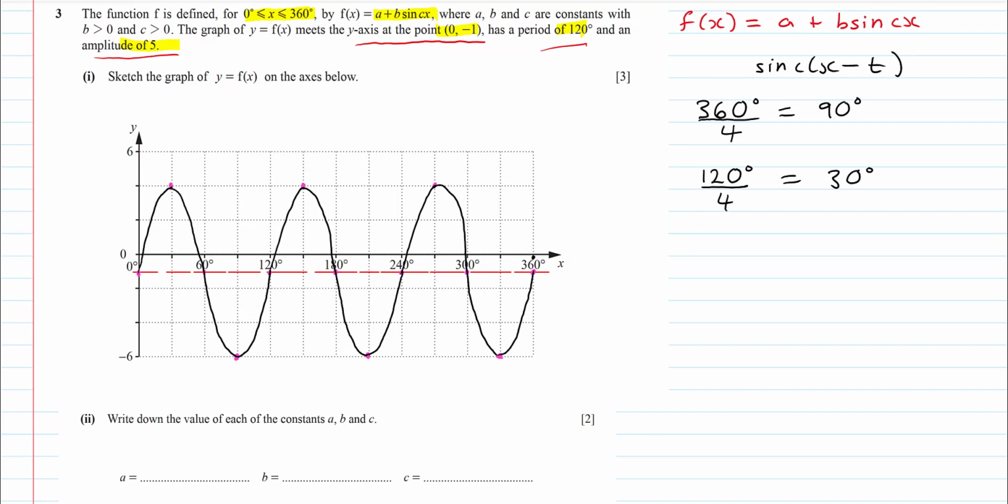So now we need to write down the constants a, b, and c. So for a, well, that is just our vertical translation, and we've shifted our graph 1 unit down. So a is going to equal -1. B is the amplitude, so our amplitude is 5. And then C, well, C is going to equal 360 degrees divided by our period, which was 120 degrees, and that is equal to 3. So C is equal to 3. And that is question 3.